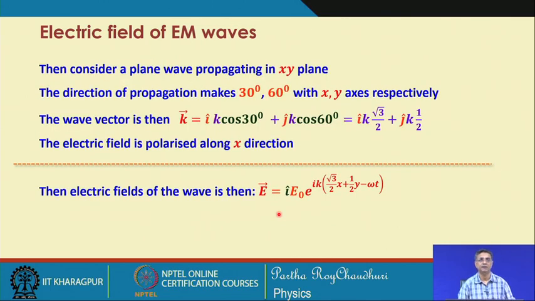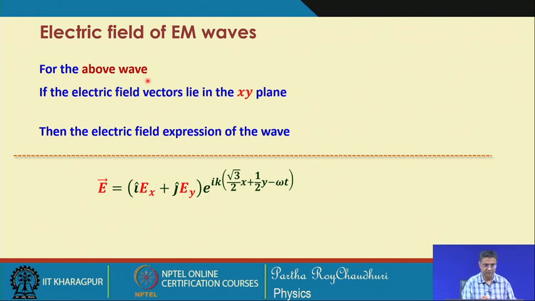Now, let us consider a plane wave which is propagating in the x y plane, and the direction of propagation makes 30 degrees and 60 degrees with the x and y axis. Then we can represent the wave vector k equal to i k cosine 30 degrees, j k cosine 60 degrees, because these are the angles which are made with the x and y axis. So, you can write this k vector in this form. The electric field, let us suppose that it is polarized along the y direction, then you have to use this i cap E 0 e to the power of i k and this phase factor.